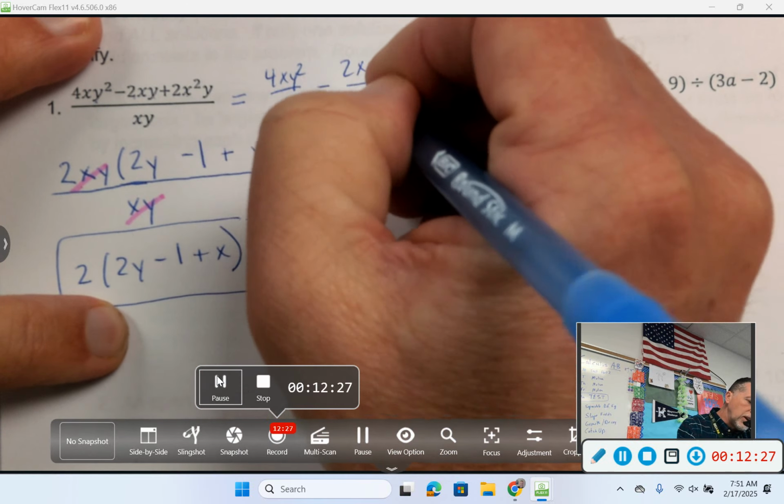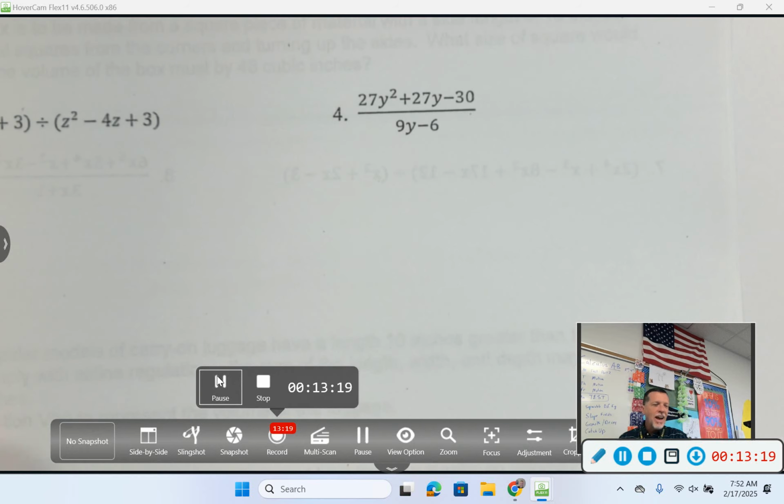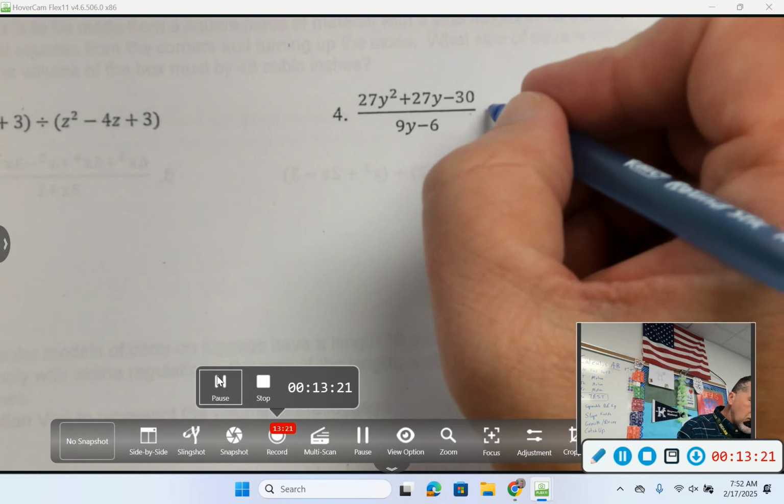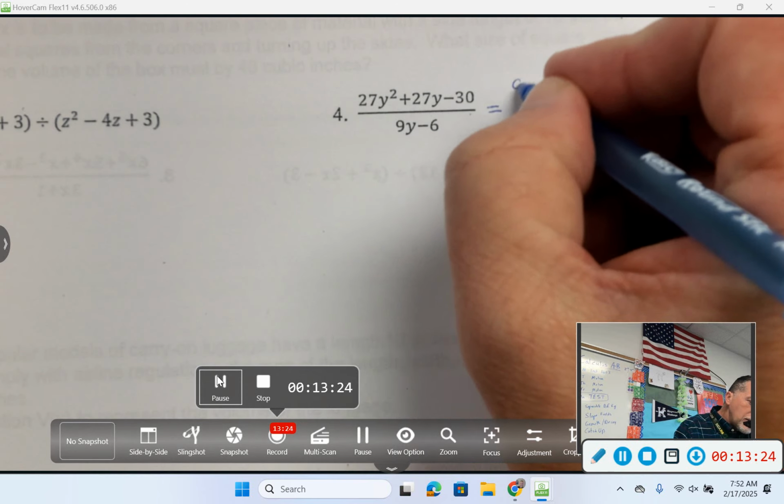Now, number 2 is back to long division. Number 3 is long division with the z squared, so that's a little bit harder than the ones we did. What about number 4? It's going to be long division, but we could do something before we do long division that would make life a little easier. Yeah, I can divide the top and the bottom by 3. I can divide everybody by 3.